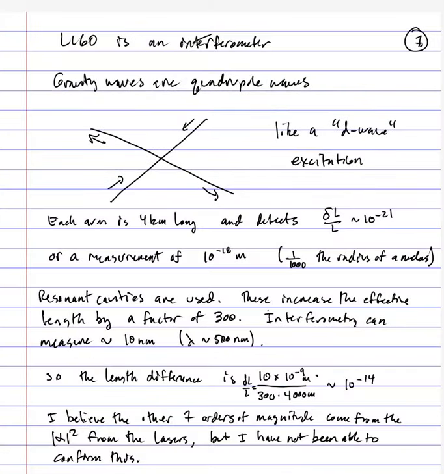In LIGO itself, each arm is 4 kilometers long, and it can detect differences in the lengths, delta L over L, that are equal to an astonishing 10 to the minus 21. To put this in perspective, using the fact that those arms are 4 kilometers long, that means it's an absolute measurement of 10 to the minus 18 meters. That is 1/1000th the radius of the nucleus. The radius of the nucleus is 1/100,000th the size of an atom. And this is 1/1000th the radius of the nucleus. That's how accurate LIGO is, and that's how accurate it needs to be in order to measure these gravity waves.